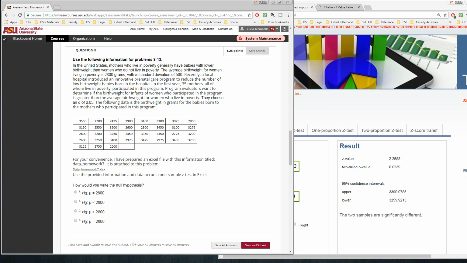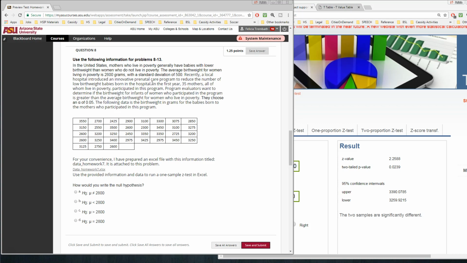Program evaluators want to determine if the birth weight for infants who participate in the program is greater than the average birth weight for women who live in poverty. They choose an alpha of 0.05. The following data is the data in birth weight in grams for the babies born to mothers who participated in the program. So this makes sense, right?